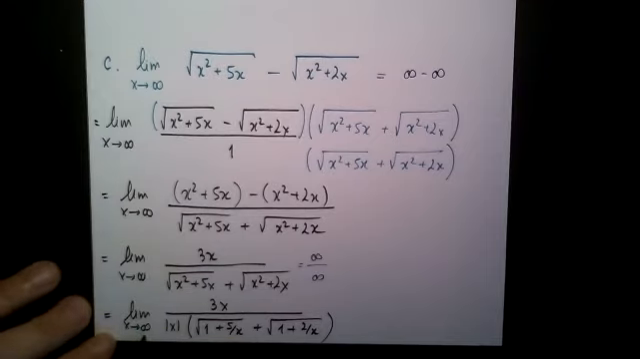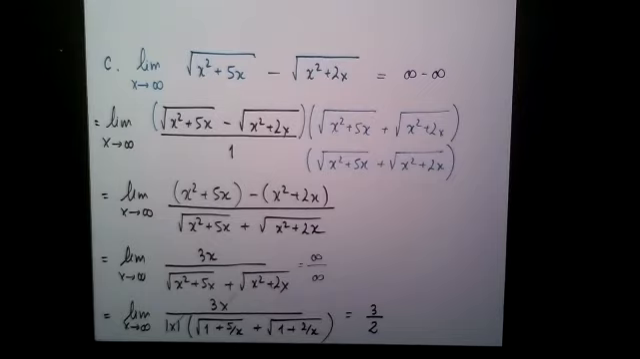Since x is approaching positive infinity, that's a positive number, so I don't care about the absolute value. And these two could just cross out. 5 divided by infinity is 0, it's out. 2 over infinity is 0, it's out. And so I have 3 over square root of 1 plus square root of 1, that's 2. And so my answer is 3 over 2.